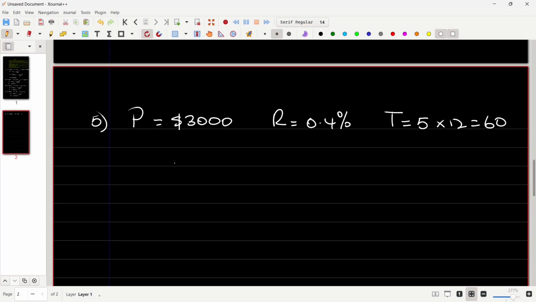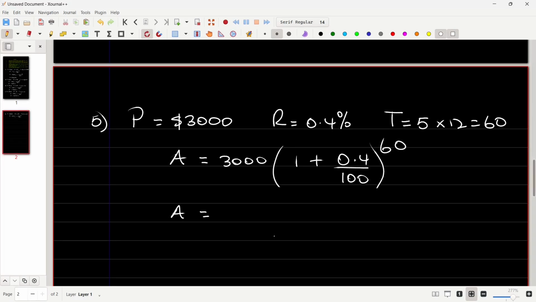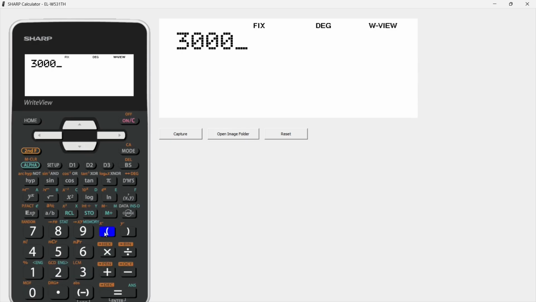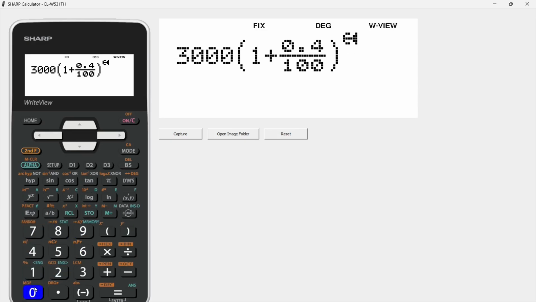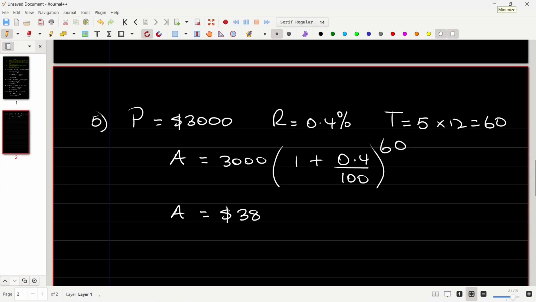So the amount would be equal to 3,000 into 1 plus rate of 0.4 over 100 raised to the power of 60. Let's check that answer. So 3,000, open bracket, 1 plus the rate of 0.4 over 100. Then we close the bracket and raise to the power of 60. And that is 3811.92. All right. So that is the amount that you're going to have after that 5-year period.